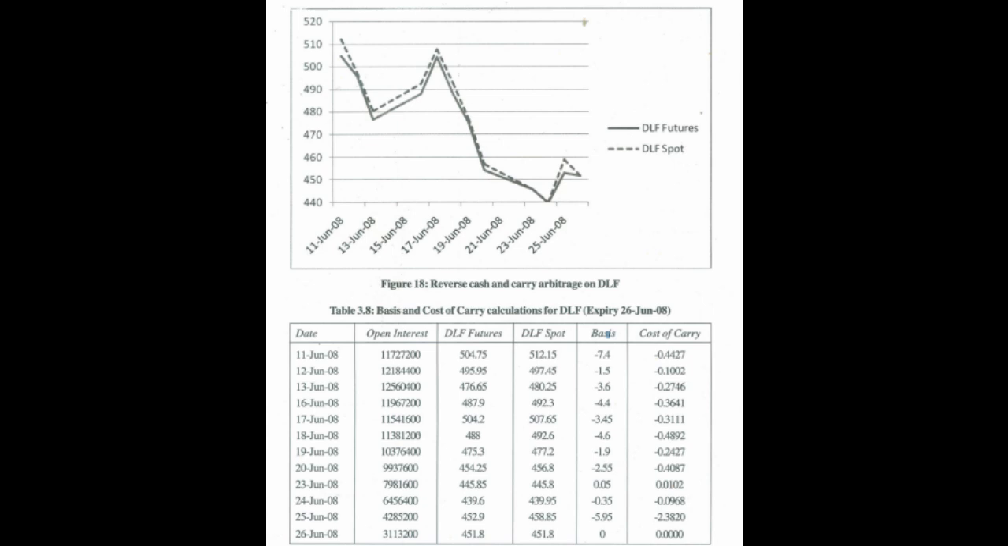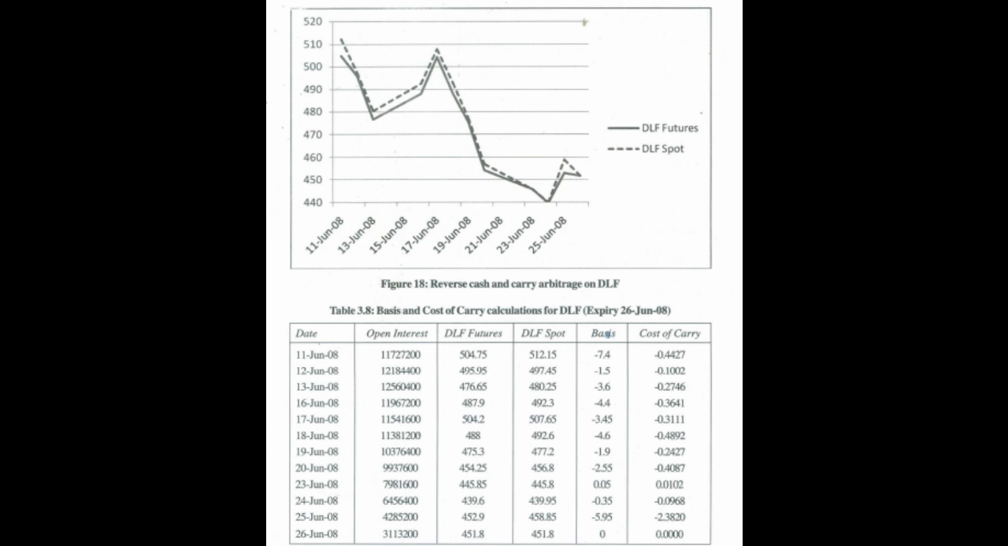Example, 1. The arbitrager was long near month DLF futures on 2 June 08, see figure, shorted 100 DLF stocks. For simplification we assumed no margins or transaction taxes. 2. On the 26th of June 08 he settled by offsetting the futures and the spot. 3. The profit calculation is given below. Table 3.7, Net Profit Calculation on DLF. Futures loss, 451, S 504.75, 100, 5295. Cash profit, 512.